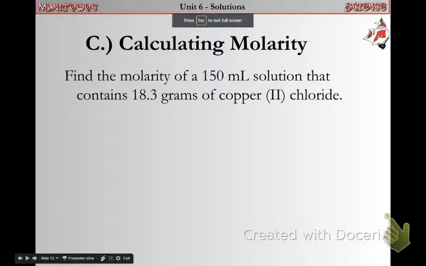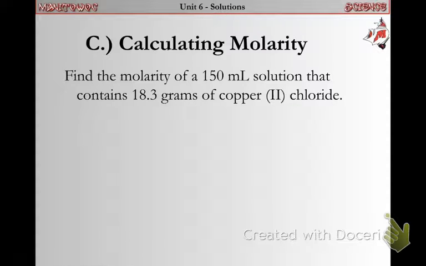So let's get into some calculations then. We're going to take a look at a solution, 150 milliliters of a solution that contains 18.3 grams of the solid copper(II) chloride. And the question here is to look for the molarity. So again, molarity is concentration. We want to put a number to that molarity. So what we're looking for is the moles of copper chloride per the liters of solution. Now copper chloride has a molar mass of 134.45 grams per mole.